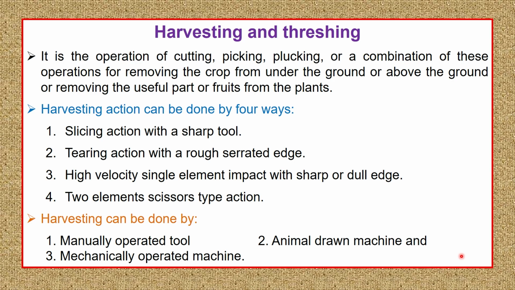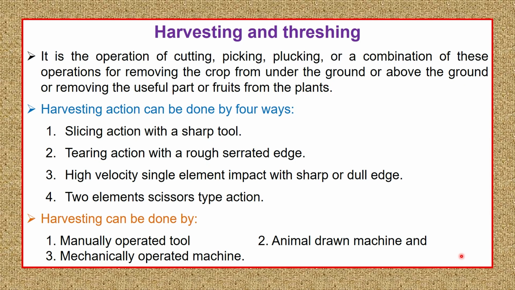Harvesting can be done by using a sharp tool, where the sharp tool uses a slicing action, or you can use a harvesting tool that has rough serrated edges, which impose a tearing action. And you may have a sharp or dull cutting edge of equipment or implement which uses a high velocity impact for harvesting the crop. Or you may use a two element scissor type of action to cut the crop.